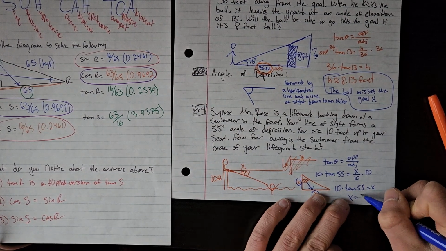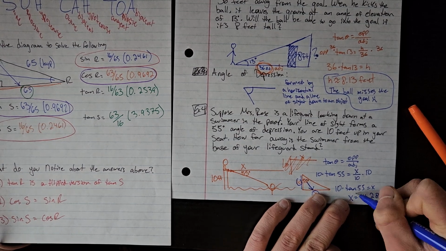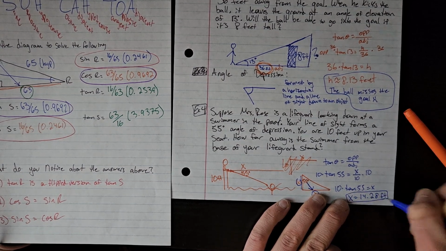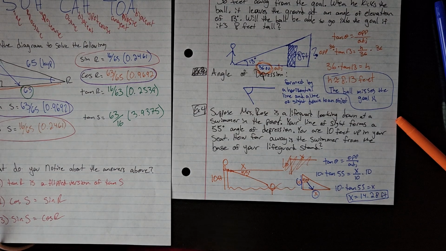An X that is equal to 14.28 feet. That's how far away the swimmer is. I drew that picture so badly, guys. I'm sorry. That was horrible. I usually am good at drawing pictures, but not today, apparently.